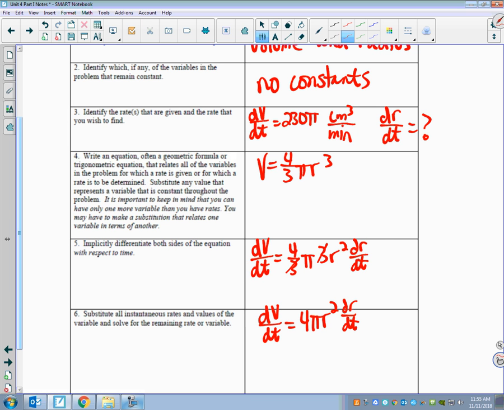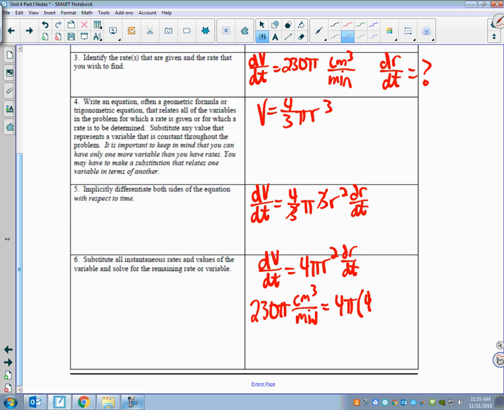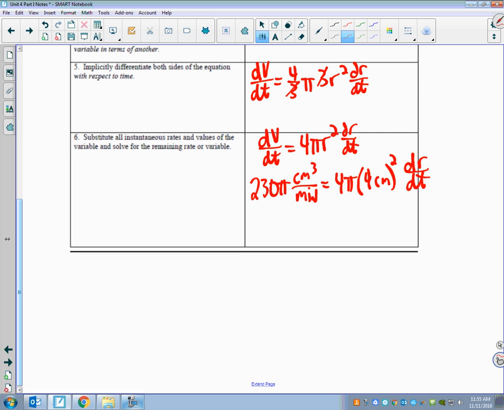And now, step 6 is you should be able to plug in everything they give you to solve that problem. So dV over dt, they told us, is 230 pi, and I'm going to use my units on this just to show you, cubic centimeters per minute. I know they said up here that my radius is 4 centimeters at the moment that they're asking me about. So 4 centimeters, and then square that. And then I'm looking for dr over dt. And so now I'm going to just solve that.